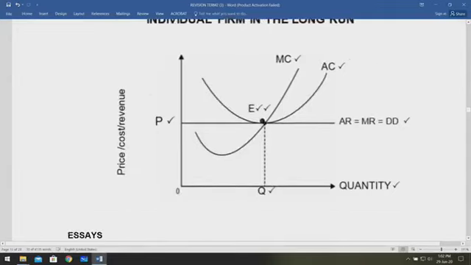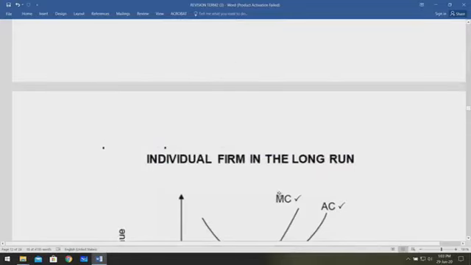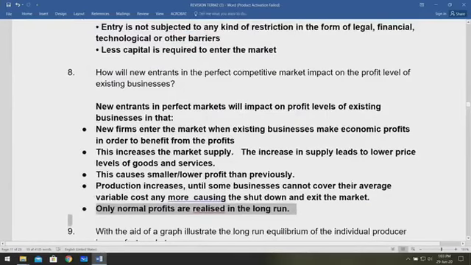And then there's your graph. Your AC curve is now tangential to your AR curve, right? It sits on top of your AR curve. Okay, that is the kind of question that's straight from your notes. You know how to draw that. This is the kind of question that we call an out of the box type of question.